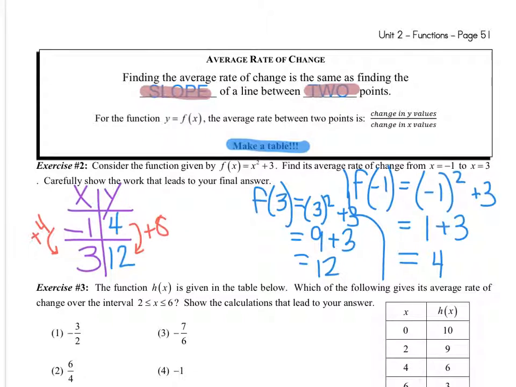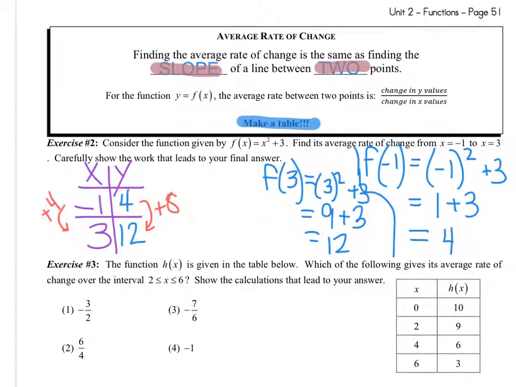And if you're ever stuck, you can always subtract, go backwards in the table. So what do I mean by that? 3 minus a -1 would give us that 4. Now to calculate the average rate of change, this would just be 8, the change in y, divided by 4, the change in x, and 8 divided by 4 is 2.